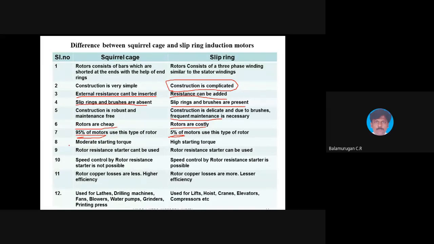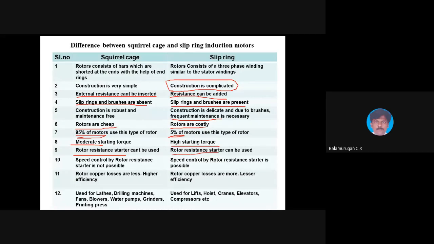Starting torque will be moderate in squirrel cage, and here you will have a high starting torque. A special type of starter is needed for the slip ring induction motor, that is the rotor resistance starter, which is not required in the squirrel cage induction motor. We have different types of starters for squirrel cage: DOL starter, auto transformer starter, star delta starter. Here we'll have a special type of starter.